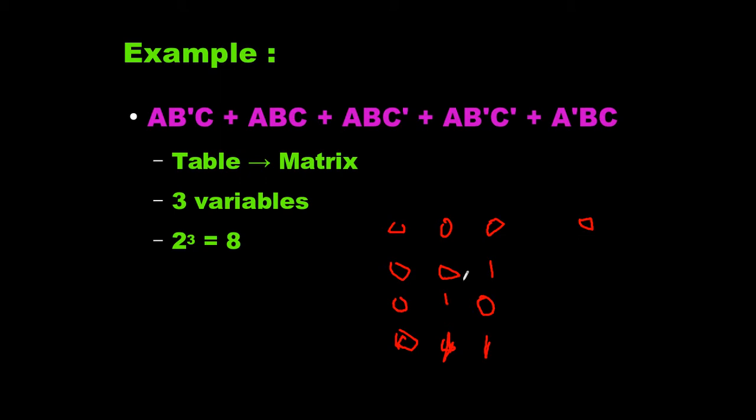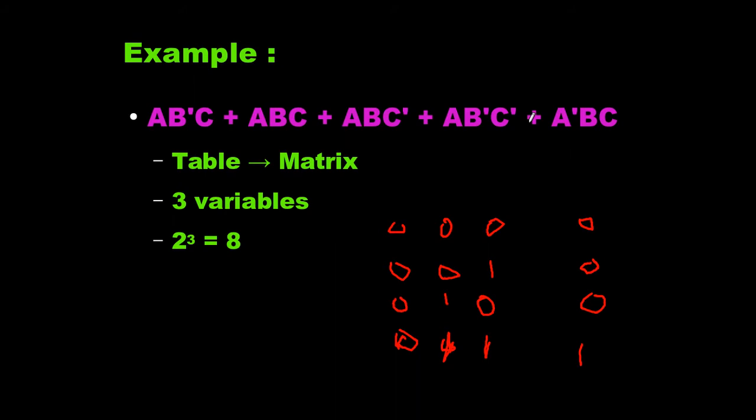Here I have A naught, B, and C naught. I don't have that one also. And here I have A naught, B naught, A naught, B, C. A naught, B, C. This is gonna be 1. Why? It's this one. If I have a match, this is what?